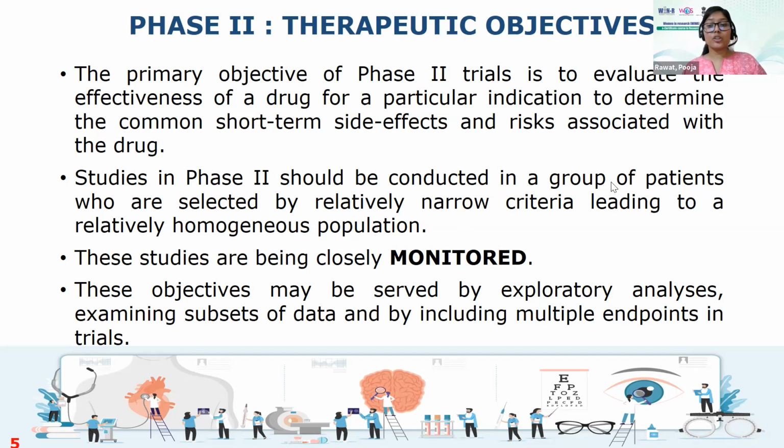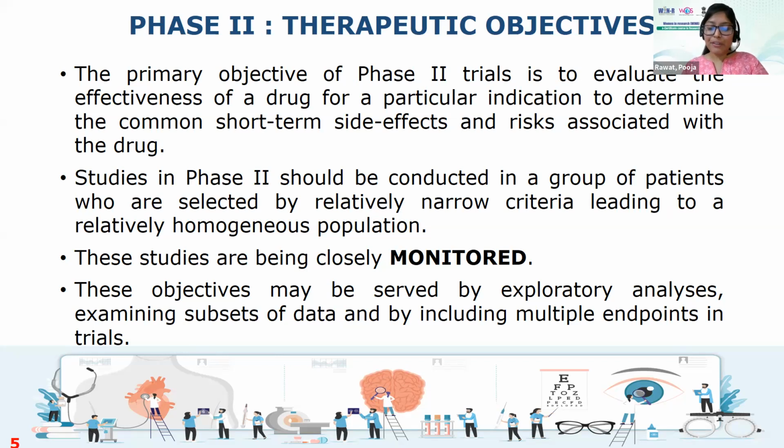it should be conducted in a group of patients who are selected by narrow criteria. What is the narrow criteria? Narrow criteria here indicates the inclusion and exclusion criteria of that particular protocol or study. For inclusion, we are not taking broader patients. We are restricted to the naive patient of that particular disease or indication.